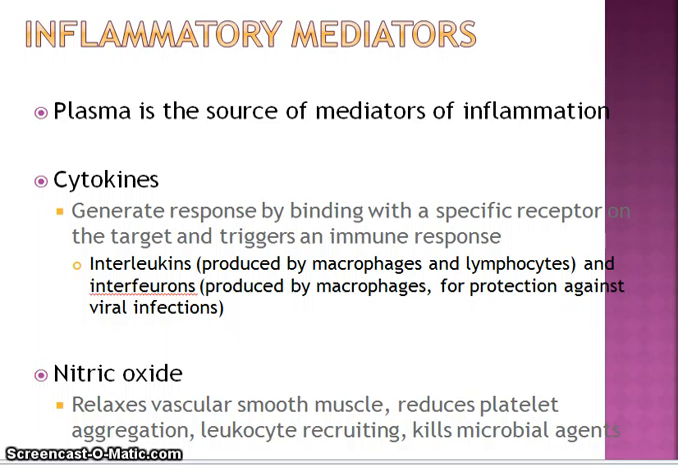Cytokines, their job is to respond and bind with specific receptors on the targets that we're trying to attack in our immune response. Nitric oxide gets released as a byproduct of all this, and it tends to relax our vascular smooth muscles. It also reduces platelet aggregation and leukocyte recruitment, and it can kill microbial agents by changing the gas components of our blood.